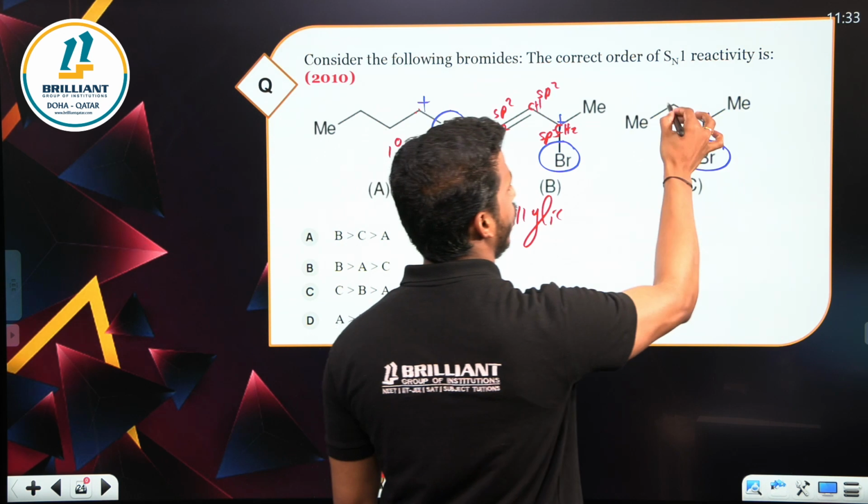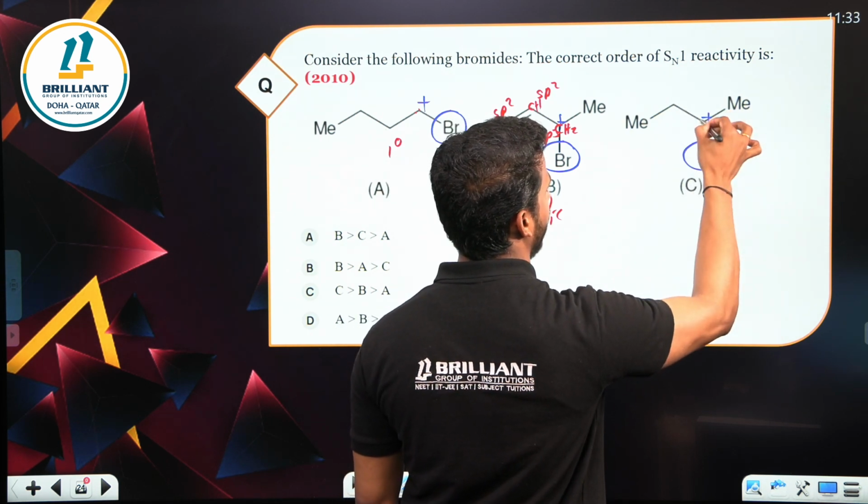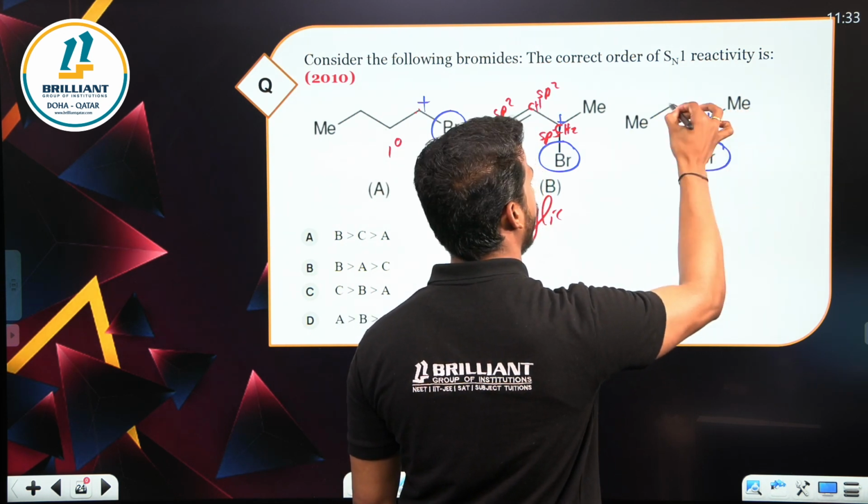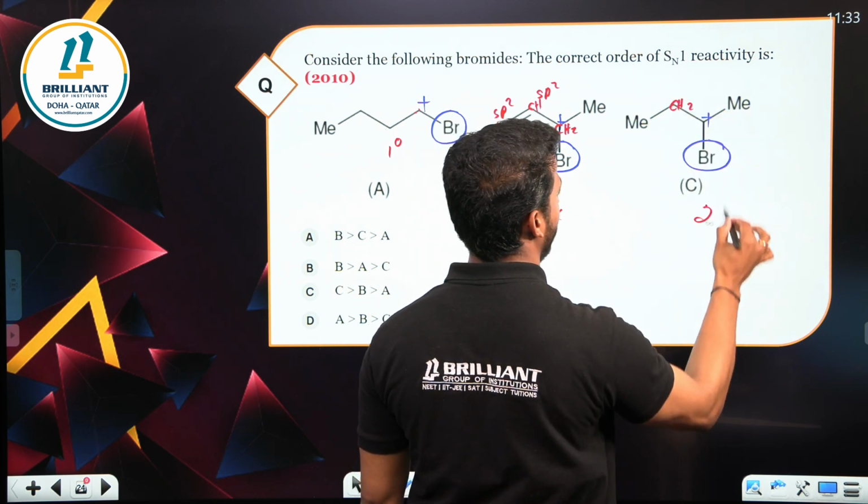What about this carbocation? It can form maximum secondary, right? Maximum it can form, because this carbocation is connected to one methyl group and one CH2 group. So yes, it's a secondary carbocation.